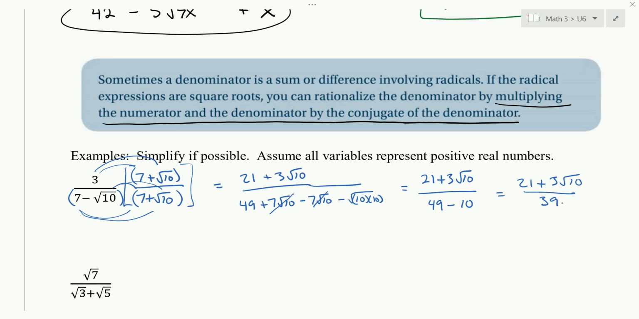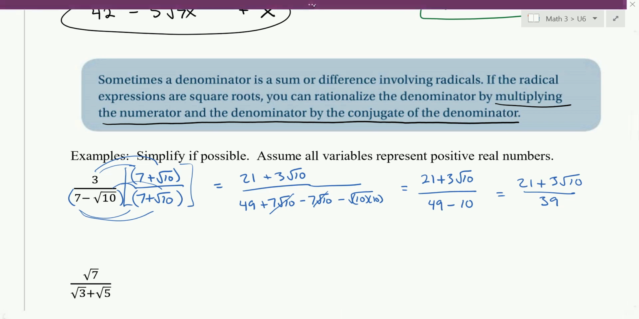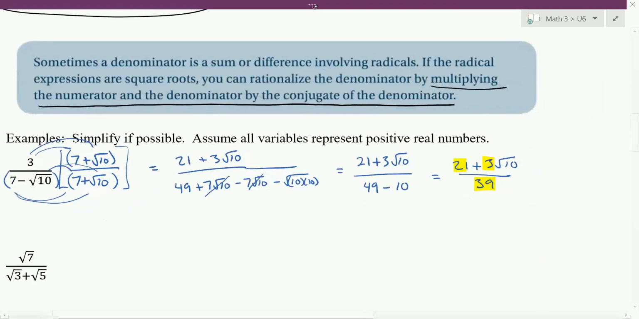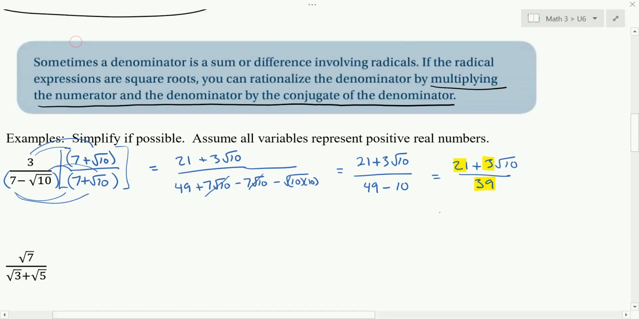Okay. Can we simplify any further? Or are we done? We can. So when you're looking to simplify a fraction, you're looking only at these places here. The 21, the 3, the 39. And you're asking, hey, can I divide all those by something? In this case, we can divide them all by 3. When we do that, we end up with 7 plus 1 root 10 over 13. Divided those by 3.